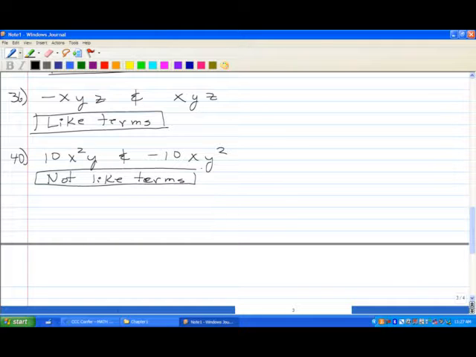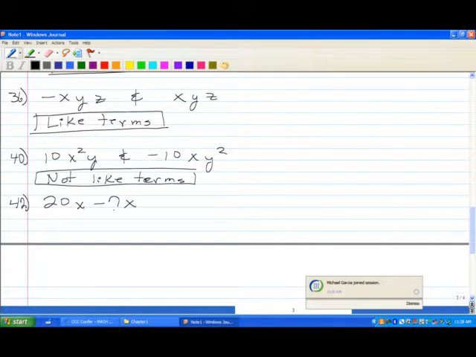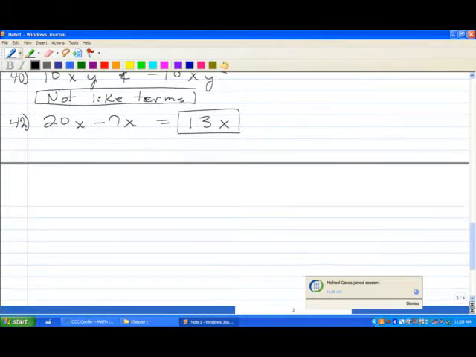Okay. Let me do problem number 42. 20x minus 7x. In exercises 41 through 72, simplify each expression by combining like terms. Since I have like terms of 20x and 7x, 20 apples minus 7 apples is 13 apples. And so 20x minus 7x is 13x.